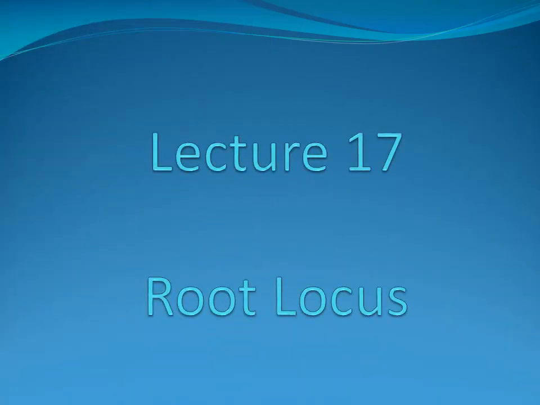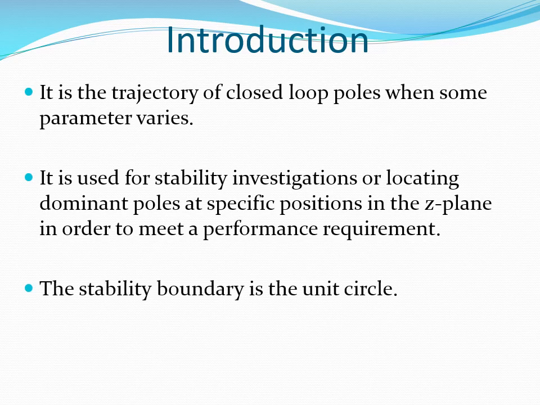In this lecture, we are looking at the application of the root locus in the design of discrete control systems. As a review, a root locus is the trajectory of closed-loop poles when some parameter varies. It is used for stability investigations and locating dominant poles at specific positions in the z-plane in order to meet a performance requirement. In the z-plane, the stability boundary is the unit circle.